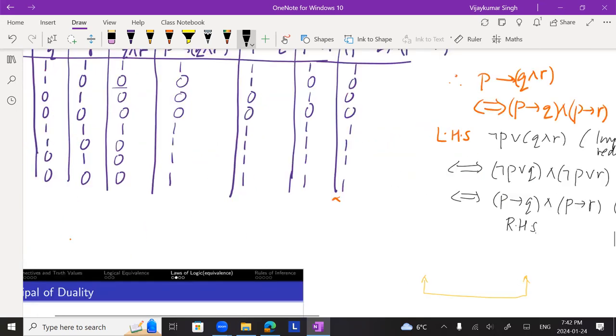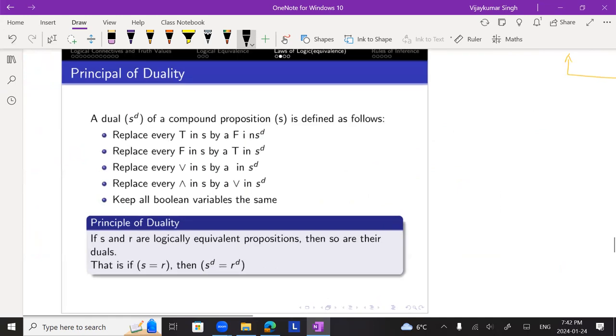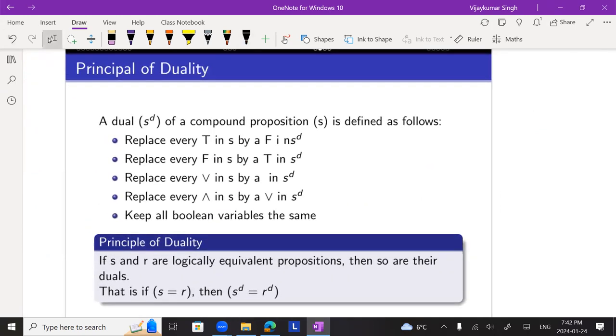All right, now there is a concept of duality in logic. What is the concept of duality? Let's take a look at the following statement: X and negative Y. I want to construct a dual of this statement, whatever the dual means. So what is the dual of a statement? Here is the definition.